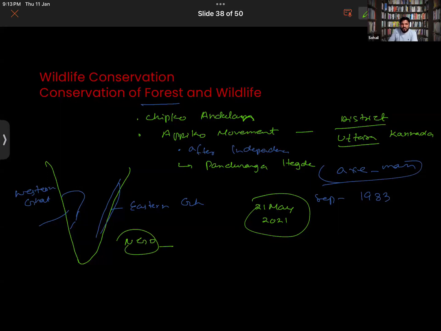NGOs. You guys don't understand what NGOs are? Non-governmental organizations is the full form. So you have examples like the Tree Foundation. Ever heard about this? Tree Foundation is there. Then you have one more example, the Sierra Club. That is also aimed at conserving the forest. So you guys, if you want, can remember these two names also.